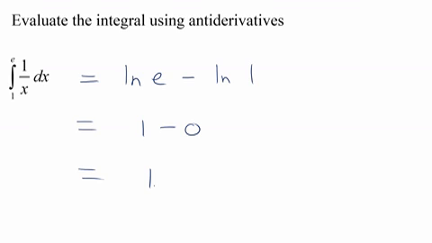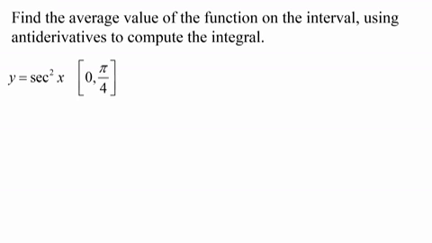Let's combine this procedure with our average value formula. Find the average value of the function on the interval using antiderivatives to compute the integral. We have y equals secant squared x, and we're looking at the closed interval from 0 to pi over 4. So the average value of f will equal 1 over b minus a, in this case pi over 4 minus 0, times the definite integral from 0 to pi over 4 of secant squared x dx.